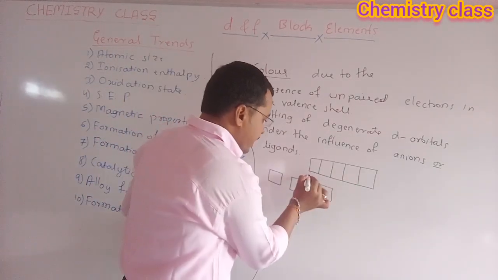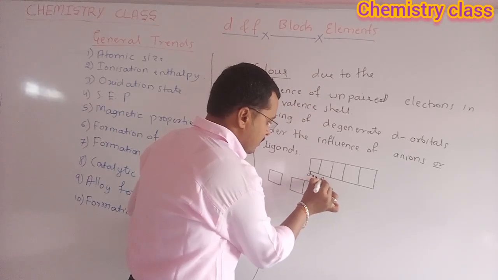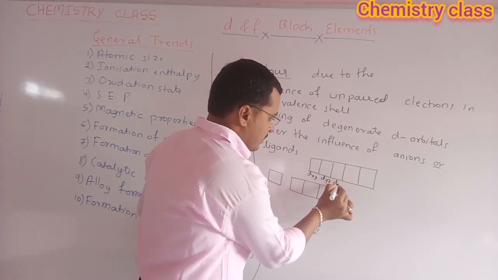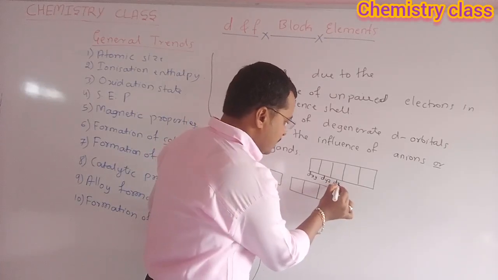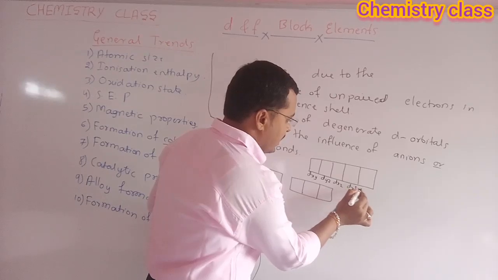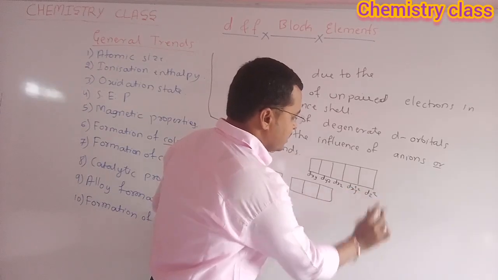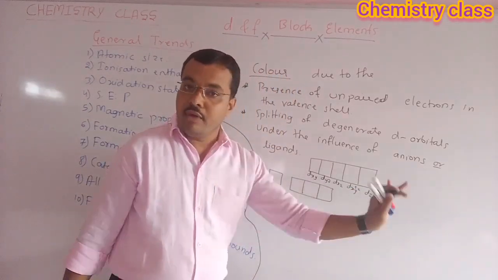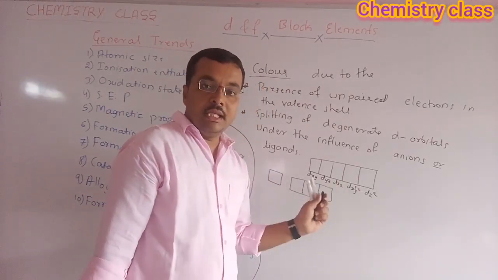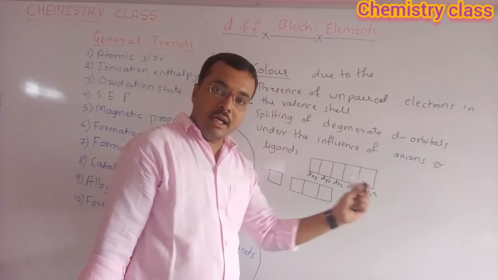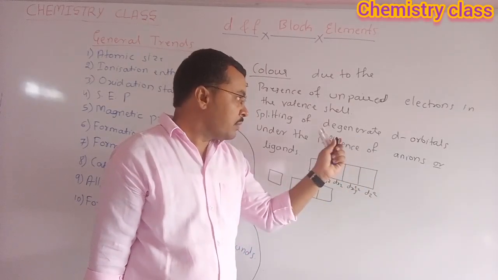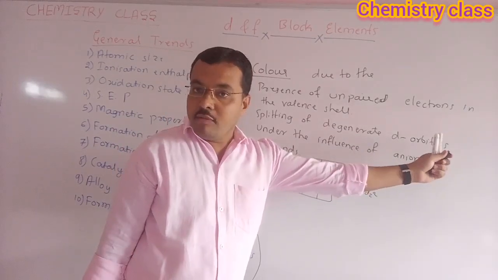That is dxy, dyz, dxz, dx square minus y square, dz square. Totally 5 atomic orbitals we can find in the d atomic orbital. These are all degenerate, meaning all are equal in energy. Equal energy atomic orbitals are nothing but the degenerate d atomic orbitals.